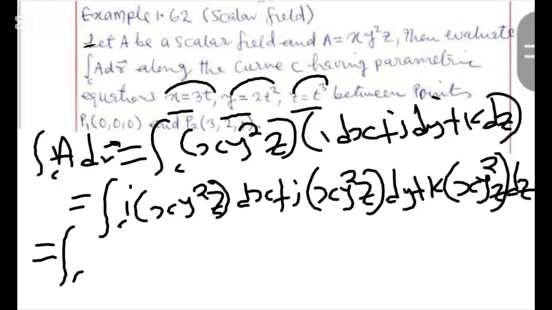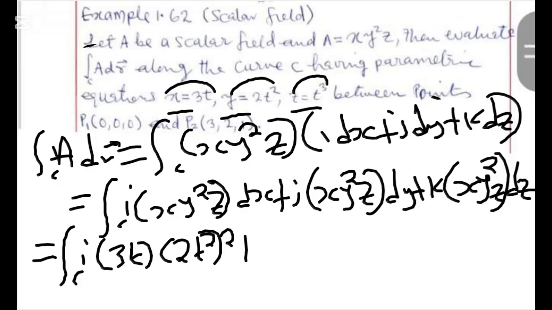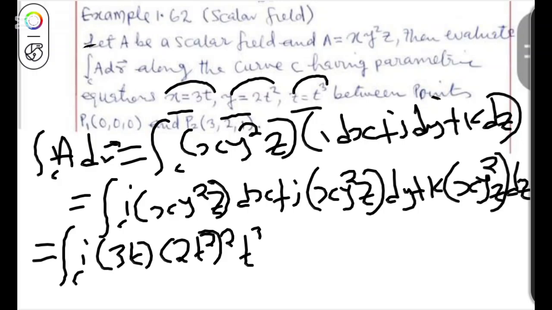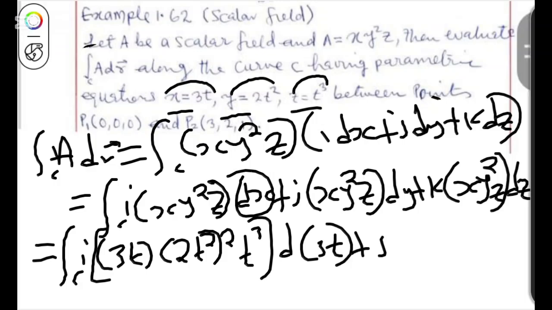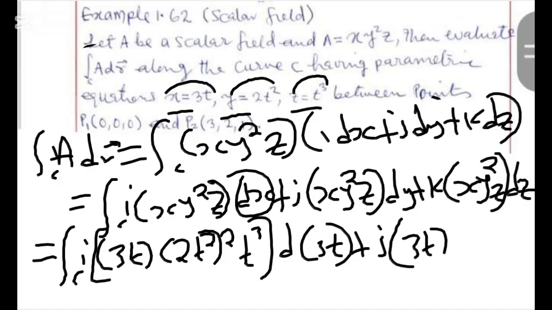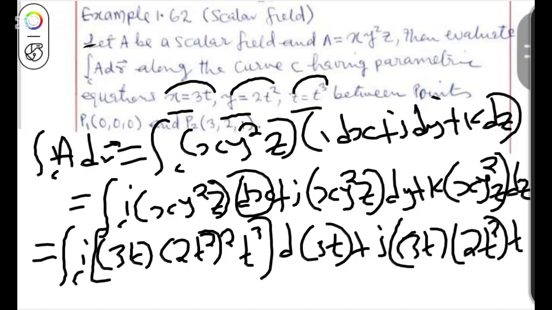So this will be the integral of, for i, 3t times 2t squared, all squared, times t to the power 3. Then I have dx, which is d of the value of x, which is 3t, plus for j, also 3t, times 2t squared squared, times t to the power 3.